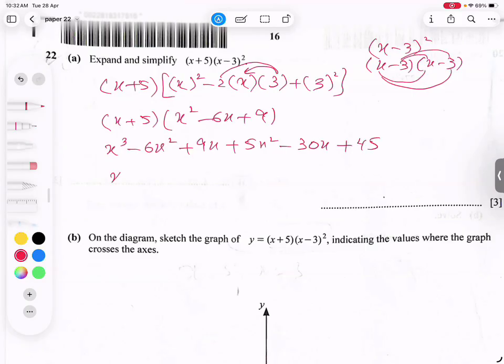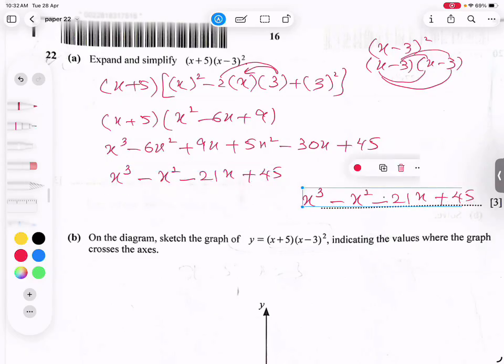Now, students, highest power is x cubed. These two values are x squared. Negative 6 and plus 5 will give us negative x squared. Now, two terms of x, negative 30 and plus 9. So I'm getting here negative 21x. And at the end, I'm writing the constant. And this is my final answer. And I hope the point is very clear.